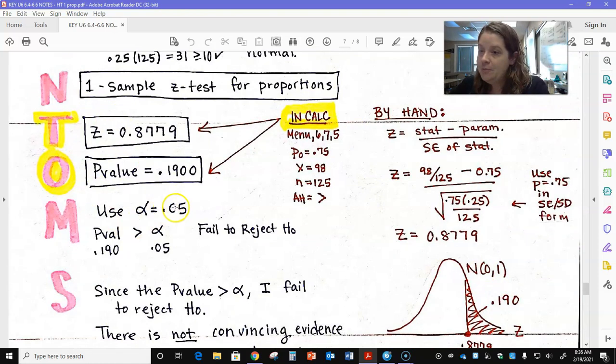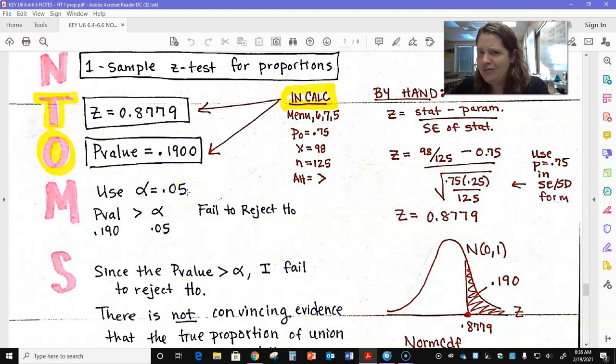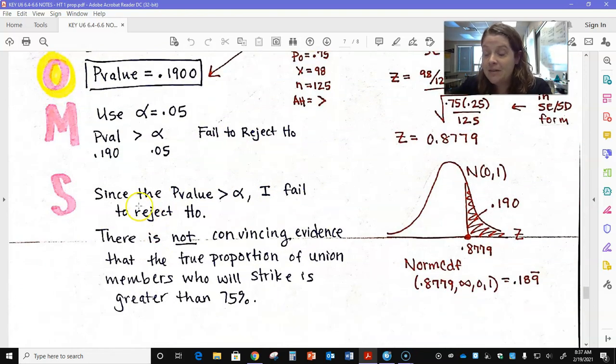All right, now to make a decision, I'm looking at this at an alpha of 5% here. That p-value is pretty big, 19%, that's greater than that. So p-value not low, I am not going to reject, I'm going to fail to reject. Now I'm going to write that in a complete sentence. Since the p-value is greater than alpha, and I've already stated what alpha is up here, I fail to reject the null hypothesis. Fail to reject the null hypothesis, period.